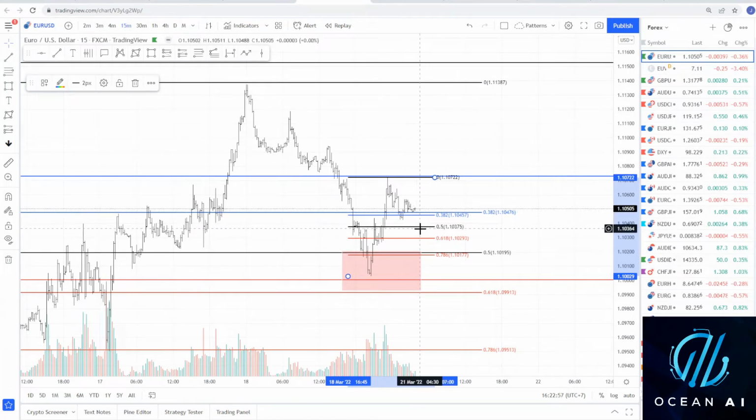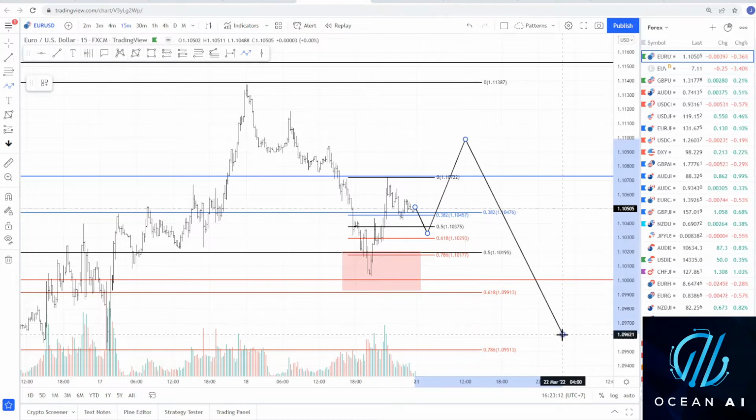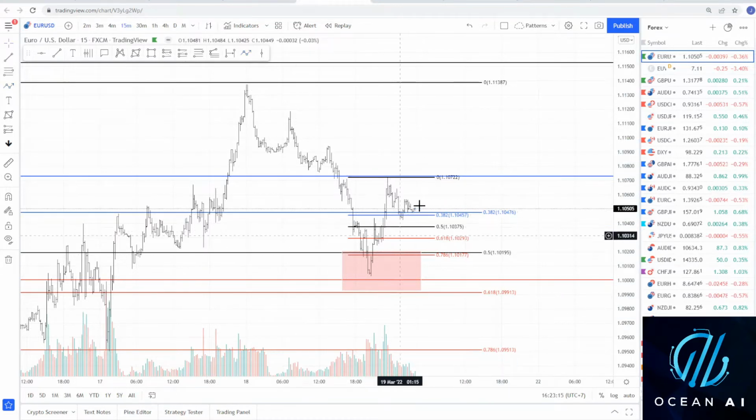Could have a move back down into this 50% area, something down into here, then a rally up into that 112 area we're looking at. Or we could head lower, so best to wait and see. Sort of undecided here at the moment. Wait to see what happens on Monday, and then we can make a call from there.